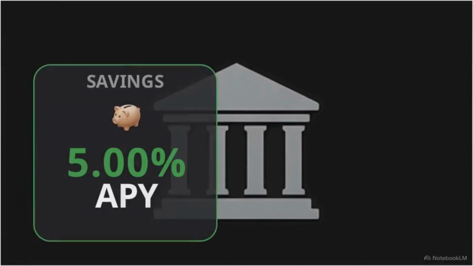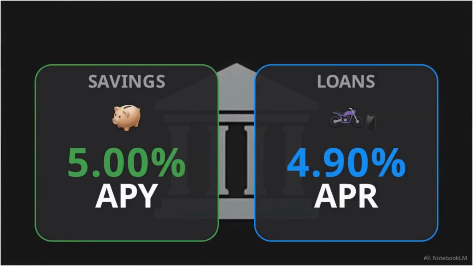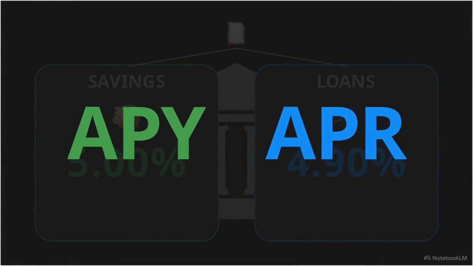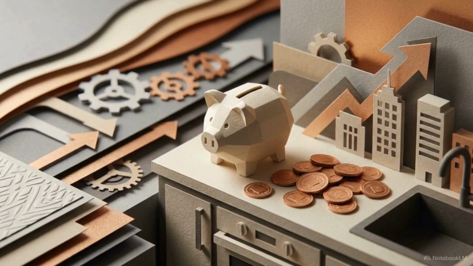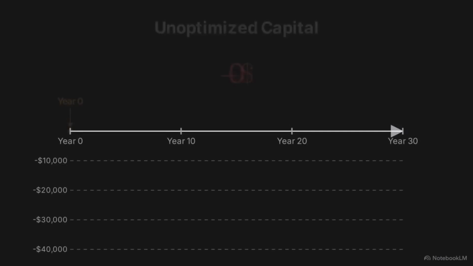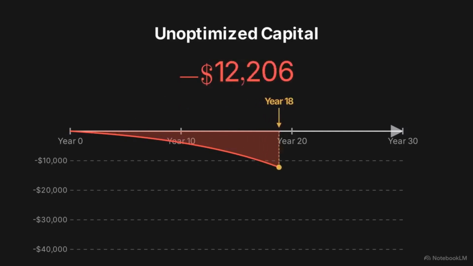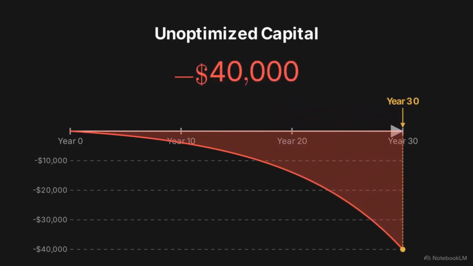Savings accounts boast high returns, like a 5.00% APY. On the same page, loans advertise lower costs, like a 4.90% APR. Banks display the highest number to attract deposits and the lowest to sell debt. This marketing strategy relies purely on the specific acronym attached. Misunderstanding these terms won't bankrupt you overnight, but over a 30-year mortgage or a lifetime of saving, looking at the wrong metric will cost you tens of thousands in unoptimized capital.